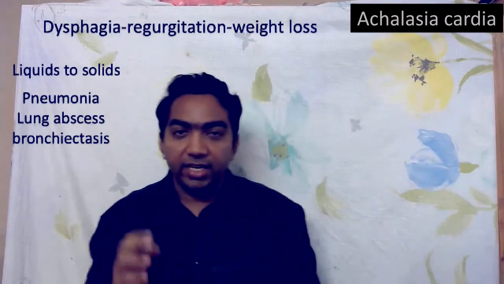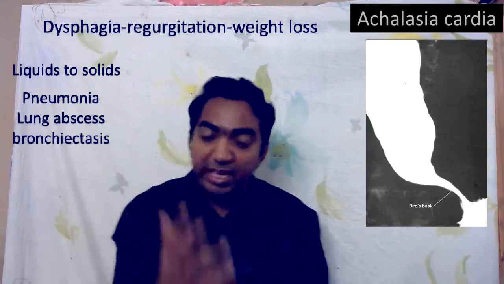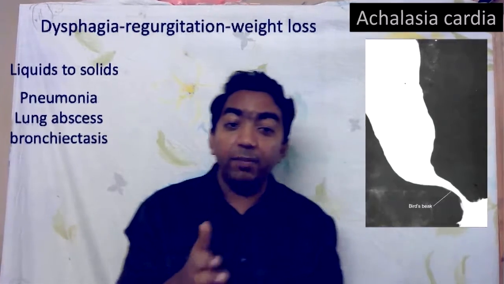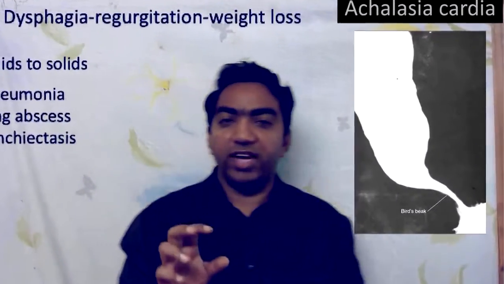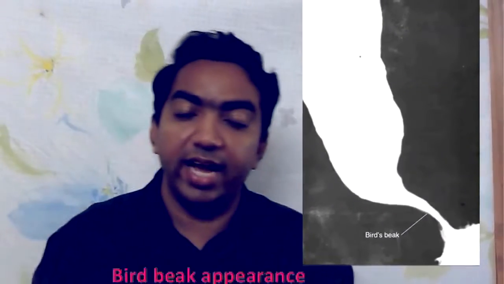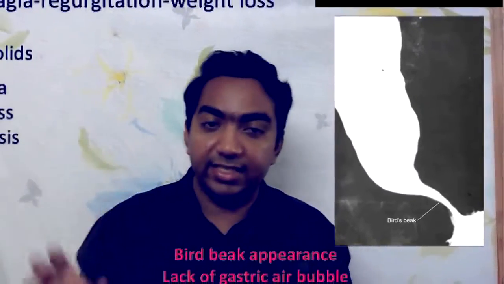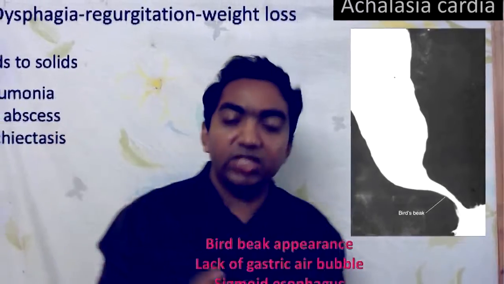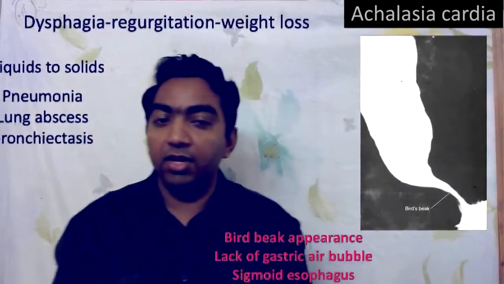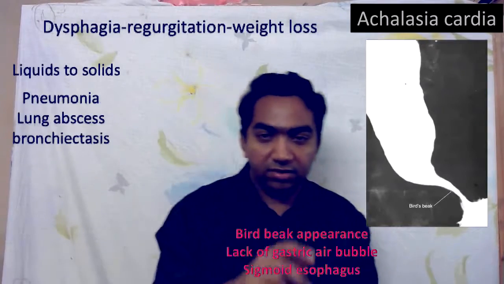We will initially do an esophagogram, and the esophagogram may show an appearance like this, especially in long-standing cases. There is a bird beak appearance at the lower esophageal sphincter due to the tonic contraction of the lower esophageal sphincter, and you can see the esophagus is dilated. It is called sigmoid esophagus. The esophagus is dilated, and sometimes it can be really dilated and tortuous and S-shaped. Due to the decreased passage of air into the fundus, there will be lack of the gastric air bubble in the abdominal X-ray. It is not shown in this picture.